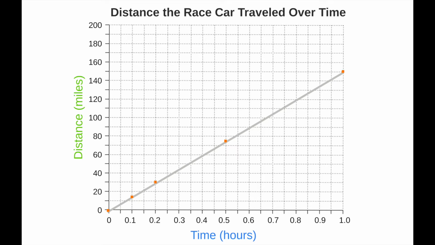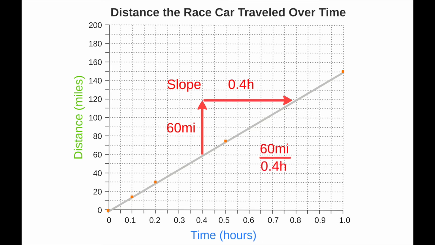Now let's consider the slope of this line, which is the rise over the run. And you'll recognize, in our case, that's distance over time. So it should be our speed. Let's check it out. So here is an arbitrary rise over run along this line. It's 60 miles up and 0.4 hours over. Well, 60 miles divided by 0.4 hours does indeed give us 150 miles per hour.